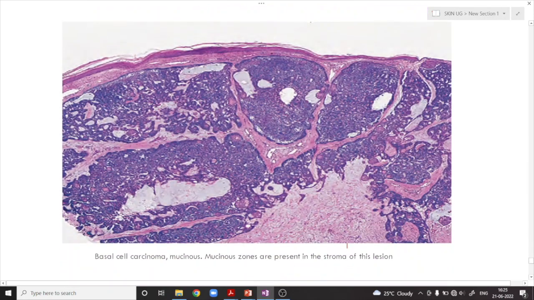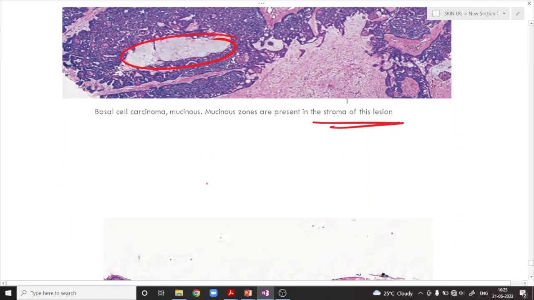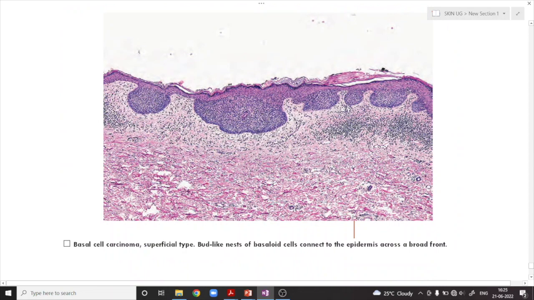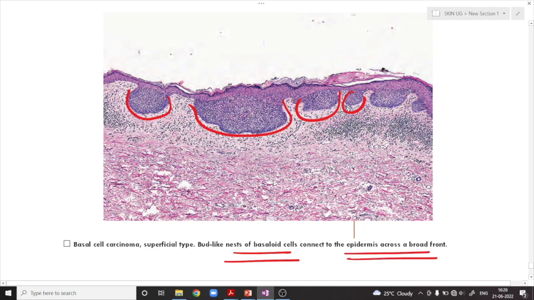This is another image wherein you can see that within this we have certain mucinous islands also. So mucinous zones are present in the stroma of this lesion. Now this is the second variety, that is the superficial variety, wherein the islands of tumor cells are basically growing along the skin surface. Okay, so this is the bud-like nest of basaloid cells connected to the epidermis across a broad front, a superficial spreading variety.